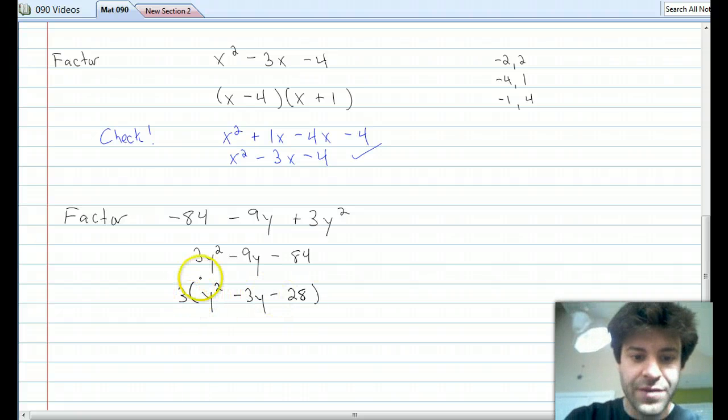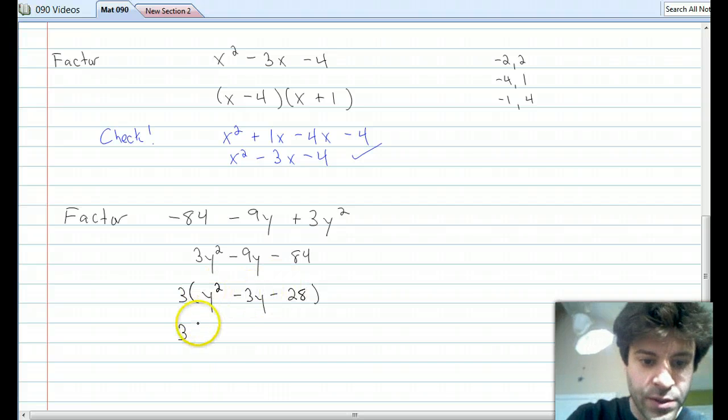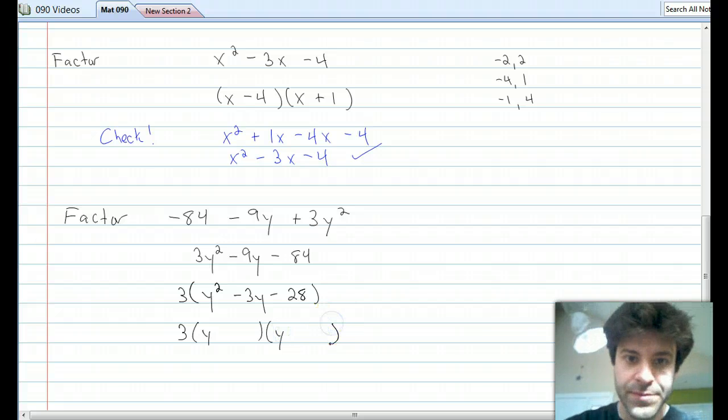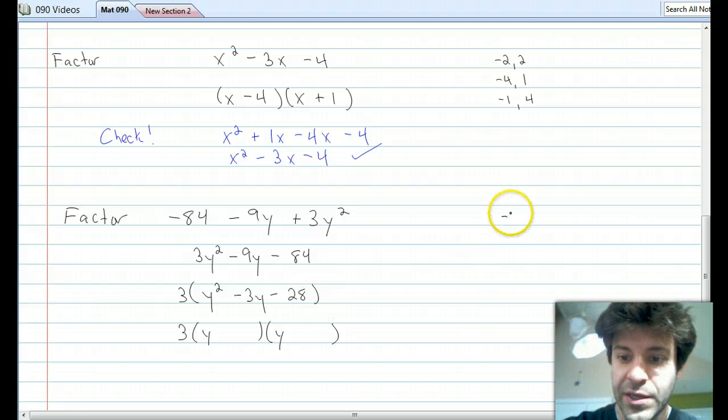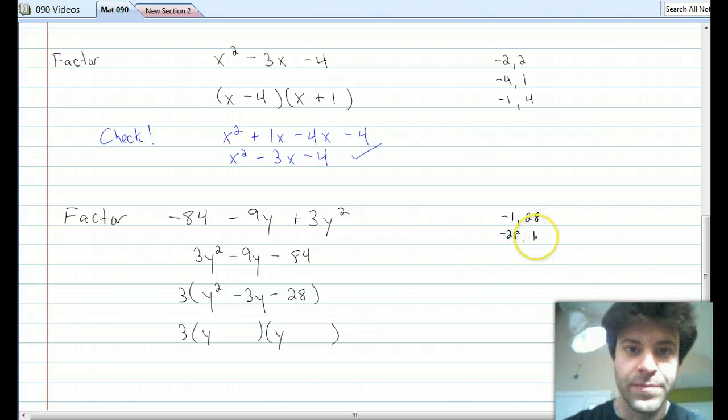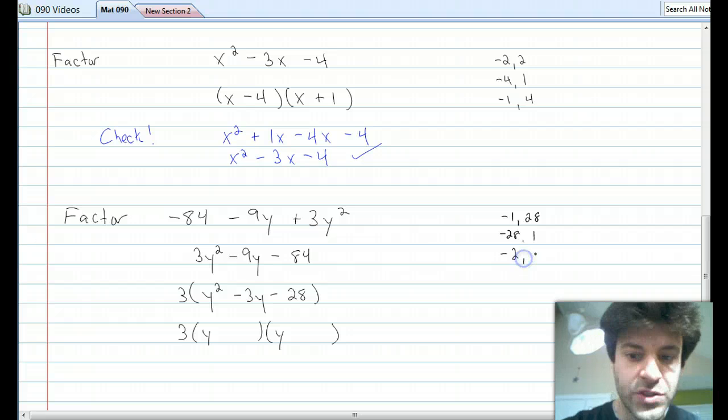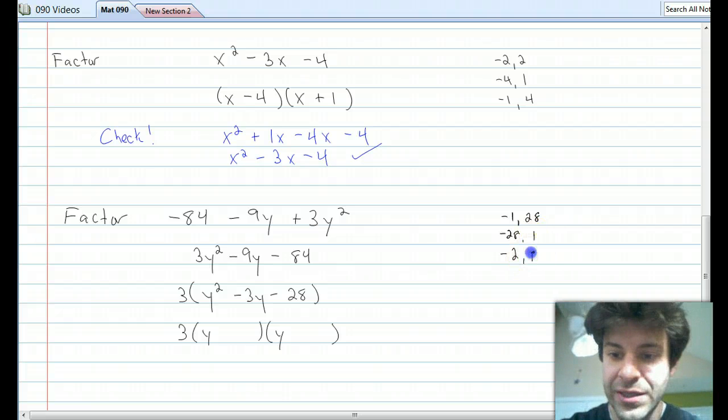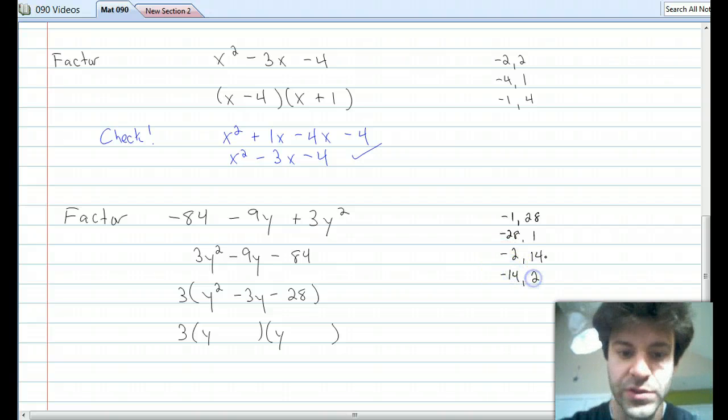Now we can leave that 3 out there in all of our remaining steps. The question is, how do we factor this remaining trinomial? It's in the correct form, so we do it like we did before. So what are some numbers that multiply to get negative 28? Well, obviously there are a lot of them. I'll start a list. Negative 1 and 28, negative 28 and 1. We'll say negative 2 and 14 would multiply to get negative 28. Negative 14 and positive 2, of course.